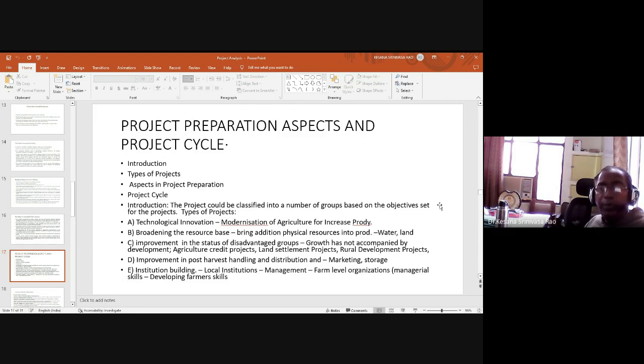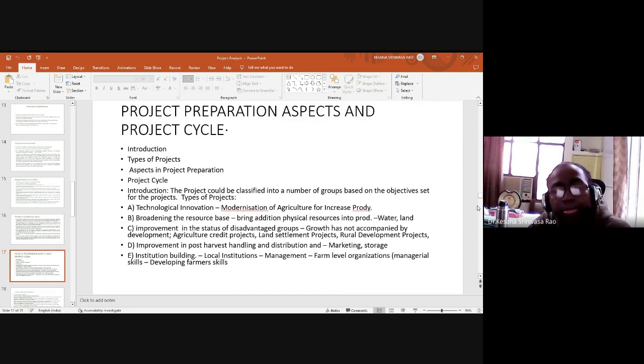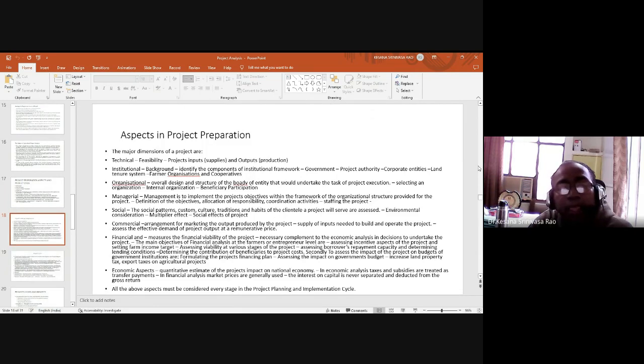So in the project preparation aspects, and the project life cycle, what are the aspects which are involved in the project preparation? The major dimensions of a project, as we have already discussed, are technical, institutional, organizational, managerial, social, commercial, financial, and economic aspects. These are the major aspects.